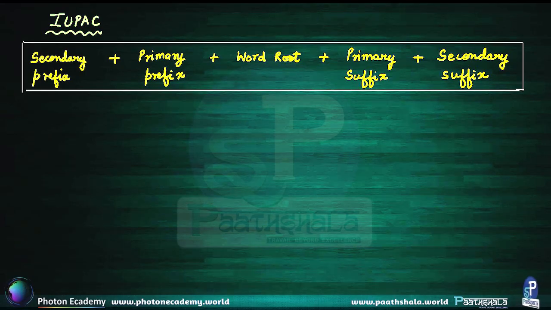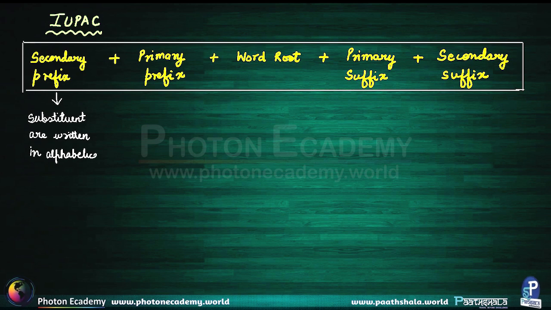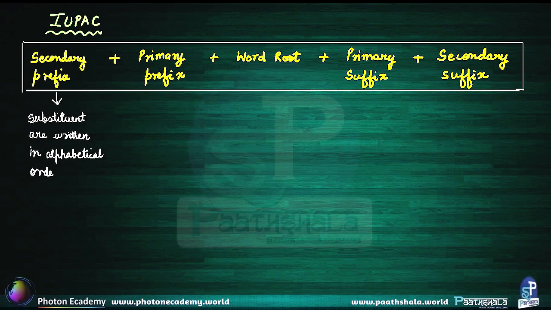So now let's look into the IUPAC system. Here we have the secondary prefix which we first wrote, and the secondary prefix is the substituent. Substituents are written in alphabetical order. For example, we have Cl called chloro, we have NO2 called nitro. So chloro will be written before nitro because C comes before N.